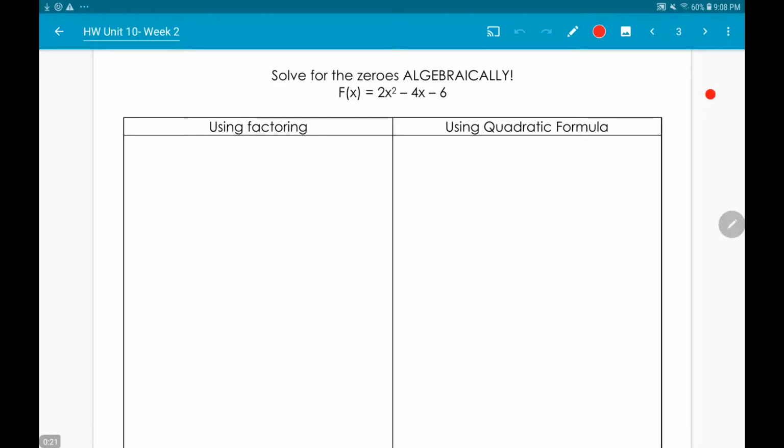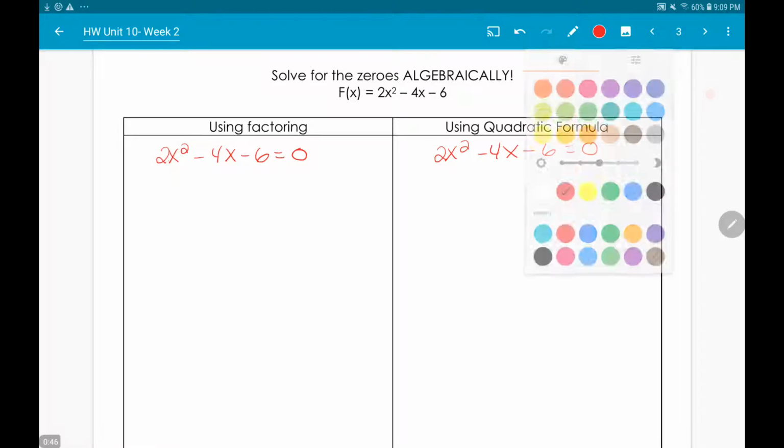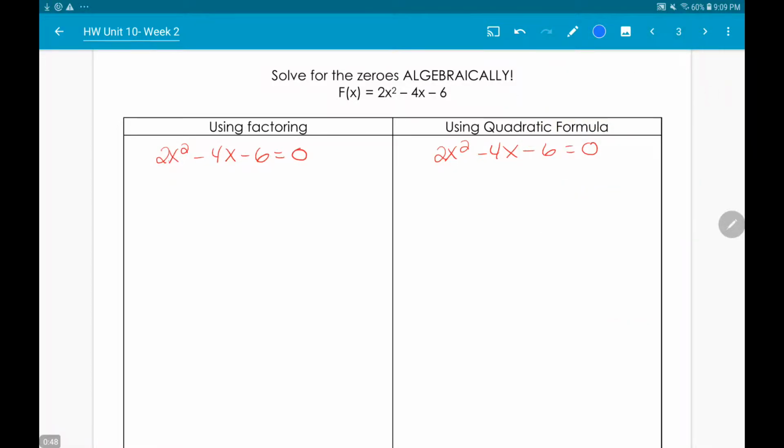Now, algebraically means I have to use factoring or the quadratic formula. If it says graphically or numerically, then I can use my graph or table. So when I solve either one of these, I need to make sure they're both equal to 0. All right. So let's think, throwing it back to our factoring.